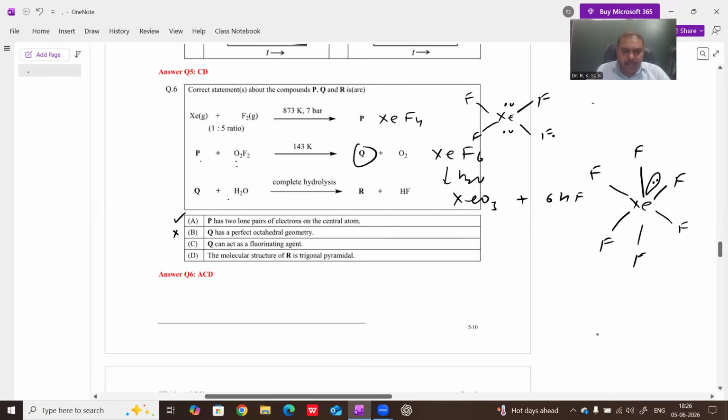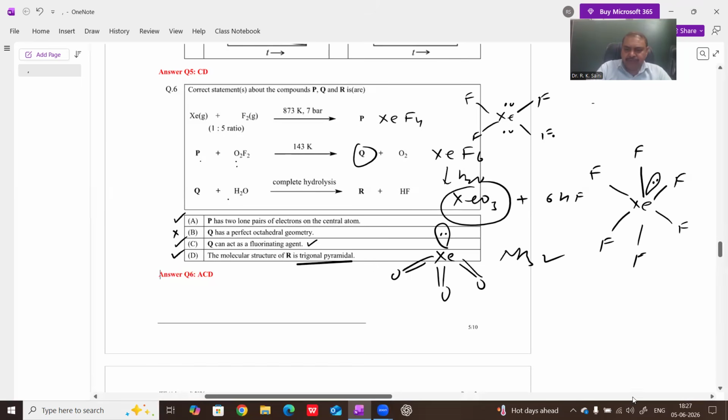Third statement: Q can act as a fluorinating agent. Yes, correct, because the oxidation state of xenon is positive, and we know that inert gases exist as monoatomic molecules. Therefore, they are good fluorinating agents. This is a correct option. The molecular structure of R is trigonal pyramidal. This is R, and its hybridization state is sp3, and hence its molecular shape, depending upon the bond pairs, is trigonal pyramidal like ammonia. Therefore, this option is also correct.